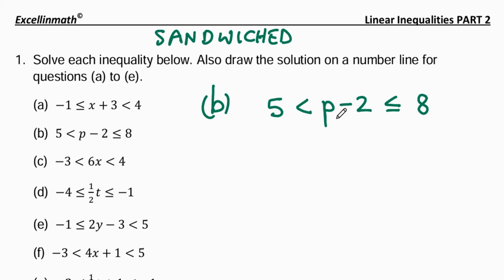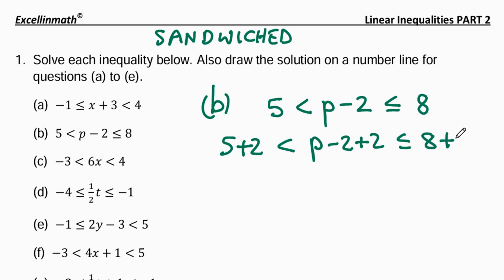We want to isolate the p, and we are subtracting 2 from p, so we can add 2 throughout. So 5 plus 2, so we add 2 to 5 here. We also add it to the p minus 2 and to the 8. So that's 7 less than, and here the 2's will cancel. So negative 2 cancels with positive 2. We're left only with p. So p is greater than 7, but less than or equal to 10.